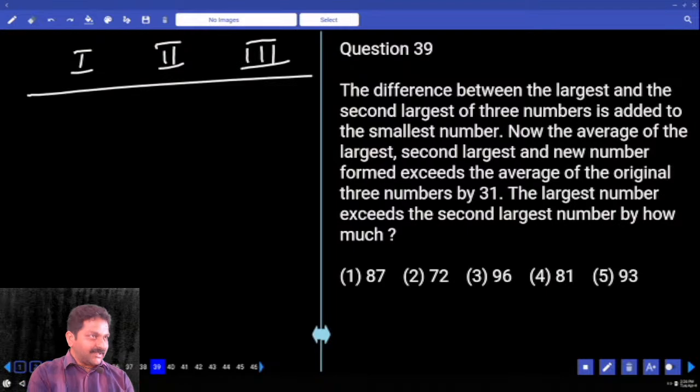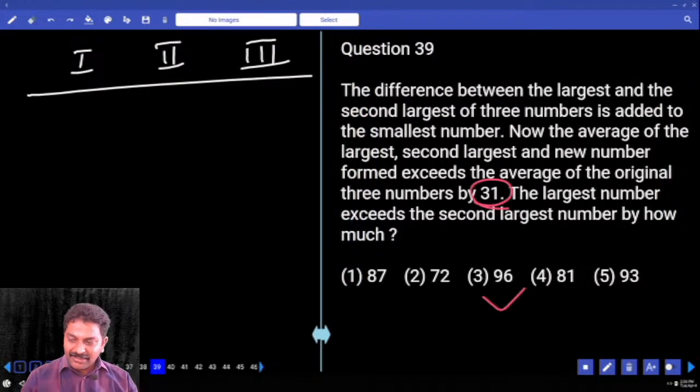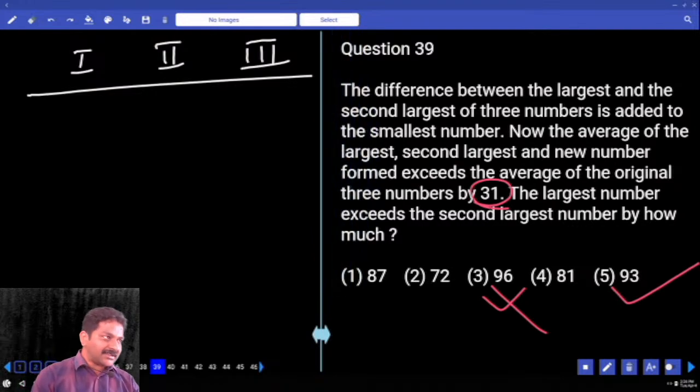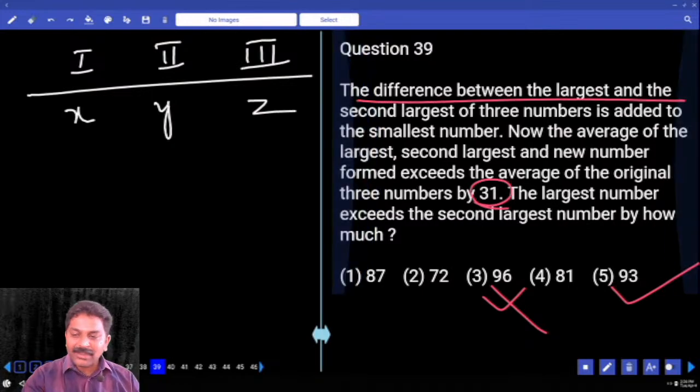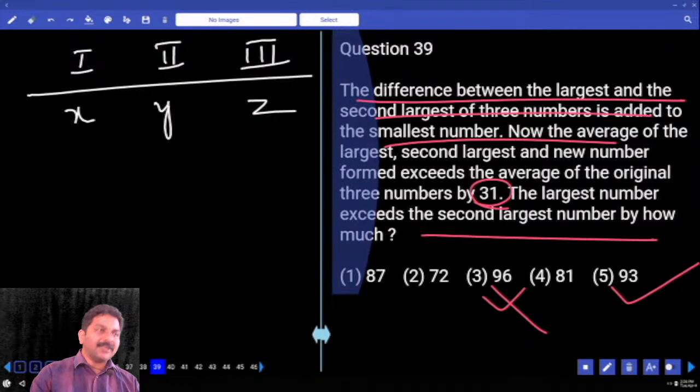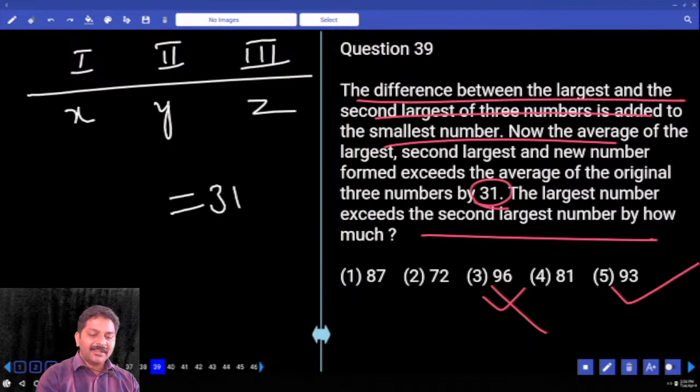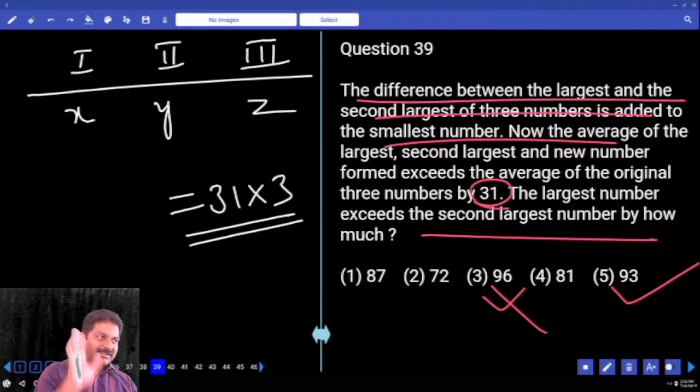So for this question, this is what I would like to tell you. 3 numbers are there, so 31 into 3 = 93 is your final answer. Even if you start by taking least number as x, second largest number as y, and highest number as z, and follow whatever they are saying, finally you will get 31 into 3 as your final answer.